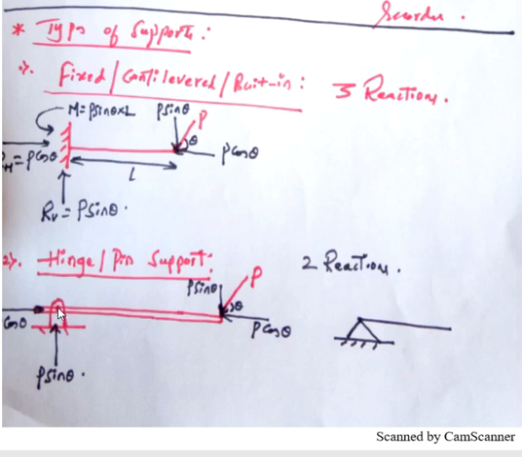Similarly here, since there is a pin here, if you try to bend the beam, you can bend the beam. That means there is no resistance. There is no resistance to the movement. So similar to this movement, there will be no moment here. So only there are two reactions. One is vertical reaction and other is horizontal reaction. There is no moment at this support. So there are only two reactions.